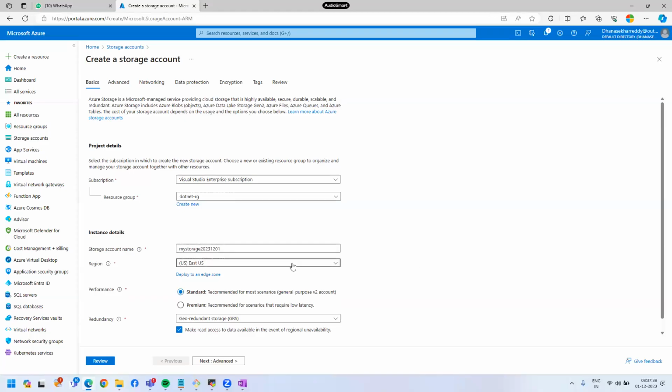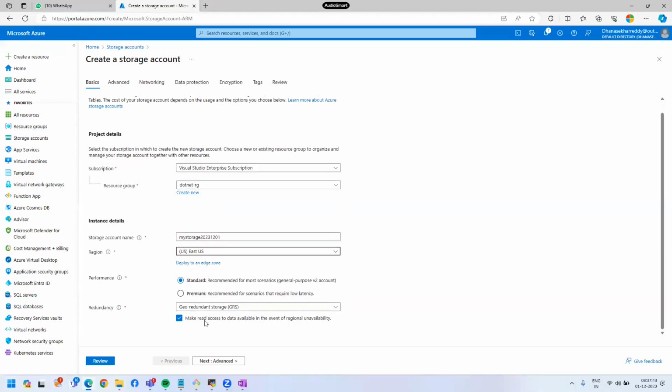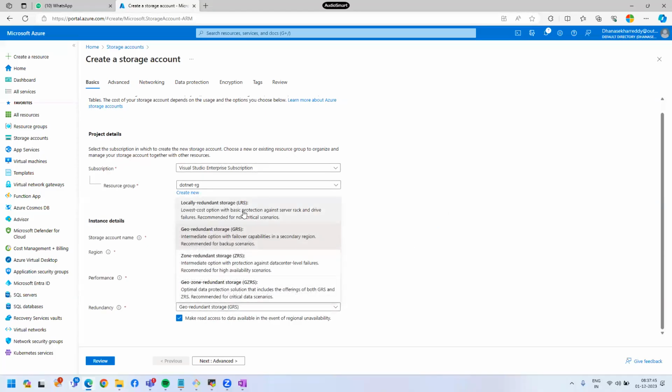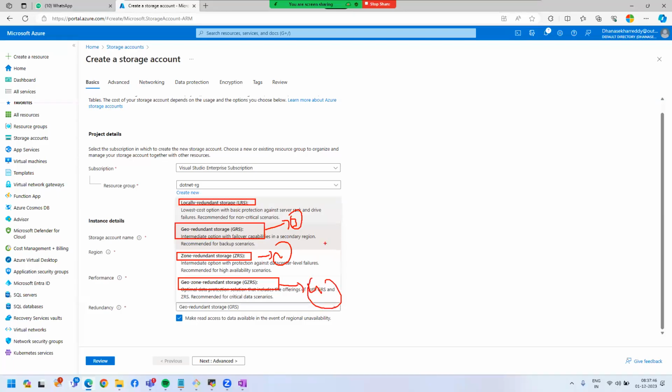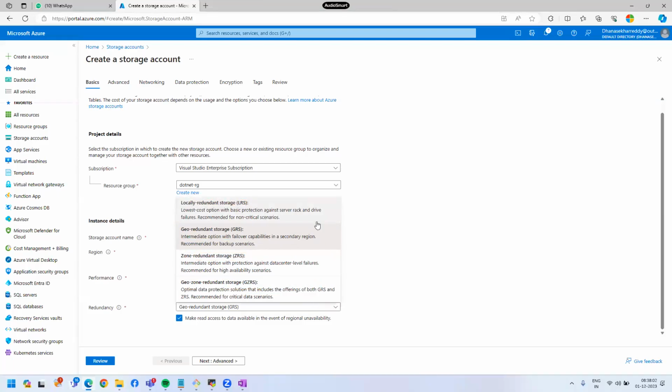Region, where would you like to deploy it? In East US. Here I said, right, these are the things, guys. Locally redundant storage. Zone redundant storage, second one. Third one, geo redundant storage. Fourth one, geo zone redundant storage. Here it is giving some basic info.